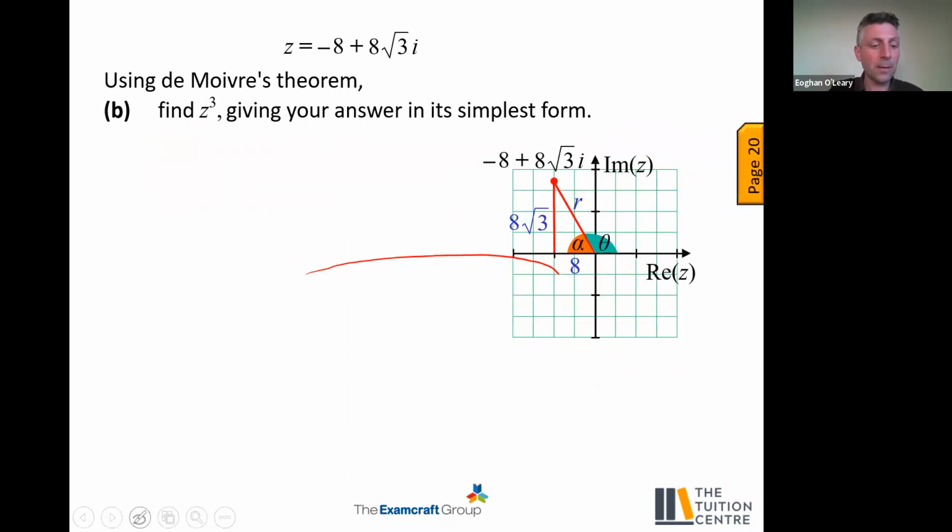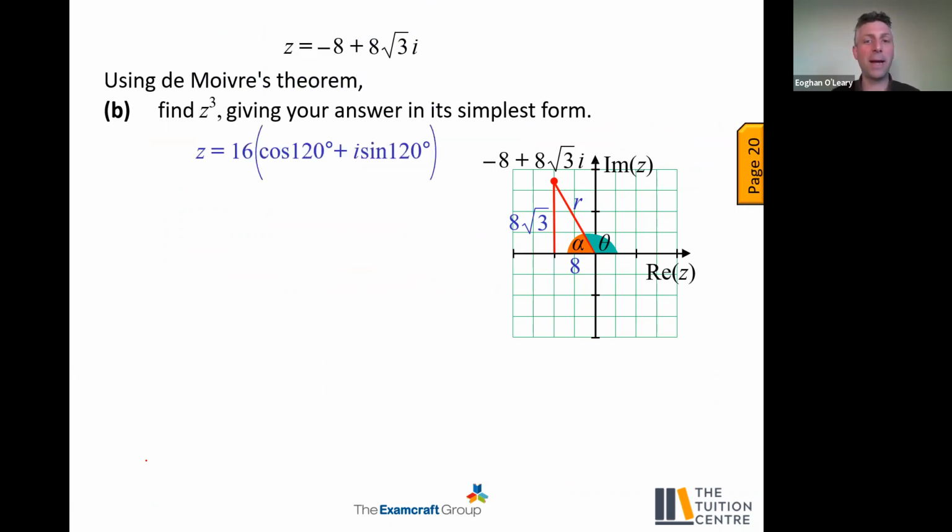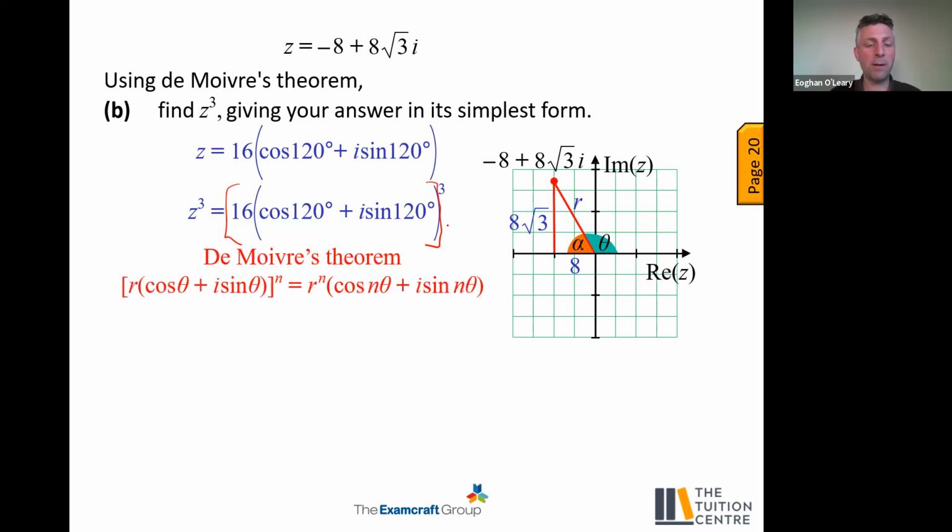So we can do this in either degrees or radians, because we're just going to have to get our answer in the simplest form. It hasn't directed us to continue on in radians. So I can say z is equal to 16 times cos 120 plus i sin 120. So z to the power of 3, well, I should have a square bracket here because it's all raised to the power of 3. The 16 times cos 120 plus i sin 120 would be raised to the power of 3. We're going to use de Moivre's theorem.